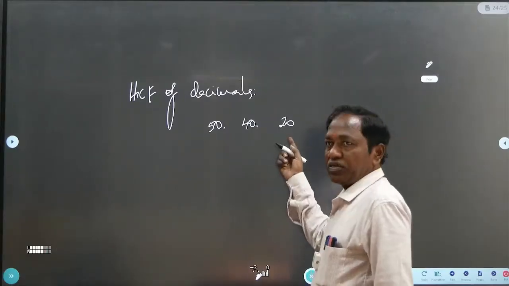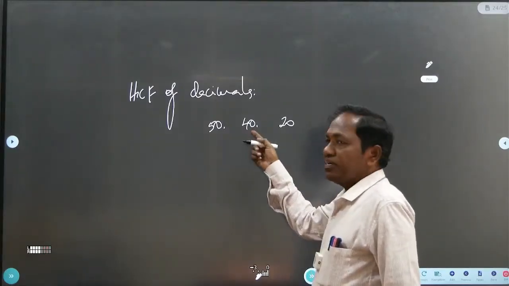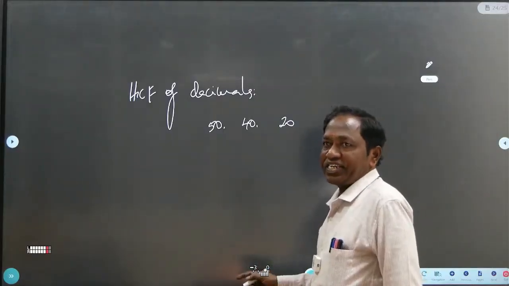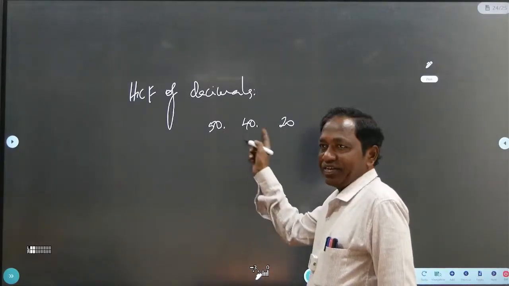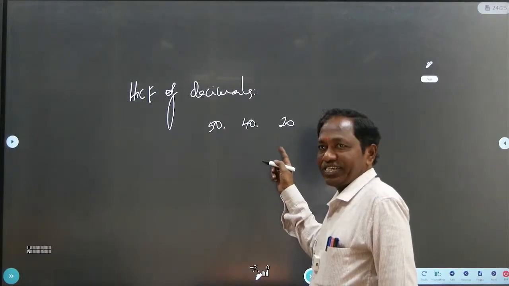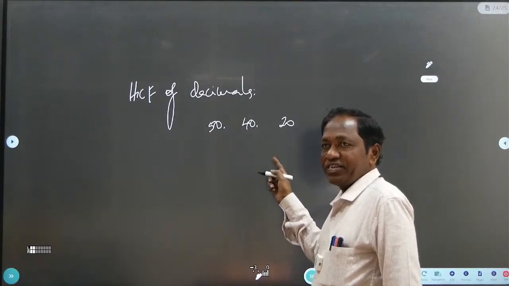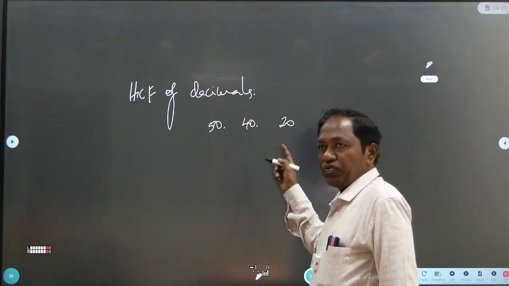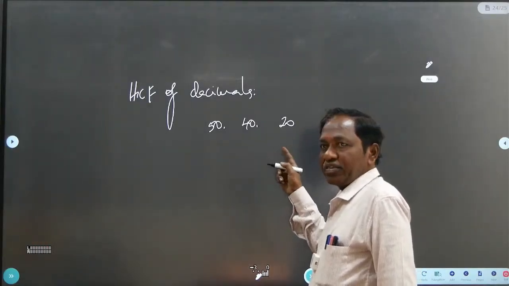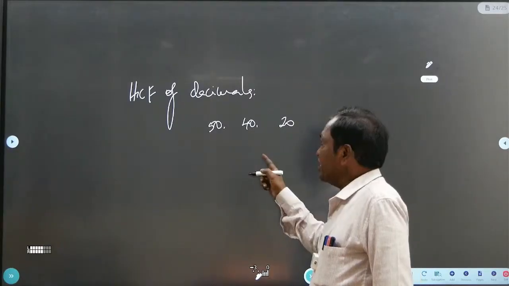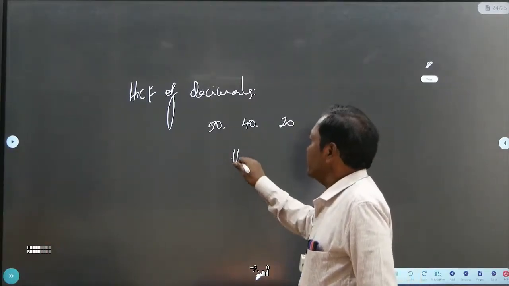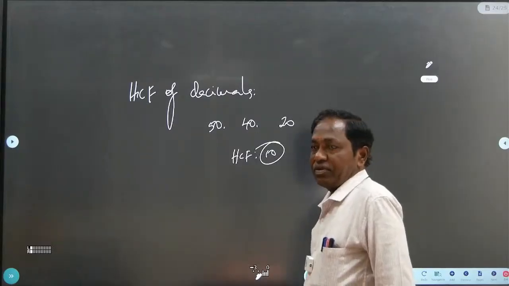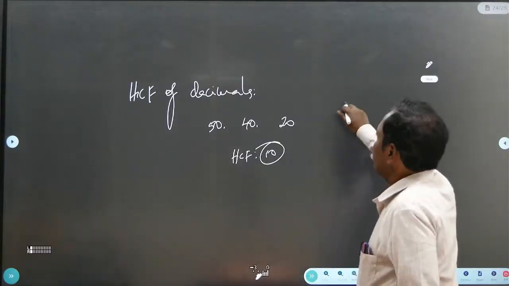Yes, because 20 is the smallest number, 20 will divide 40 but not 50. So less than 20, 19, because it's all the even numbers. Again 19 you have to check, 18, 17, 16, 15 also is not possible, 14, 13, 12, 11, 10. 10 will divide all, the HCF is 10. It's like that. Or you have to say the division method.